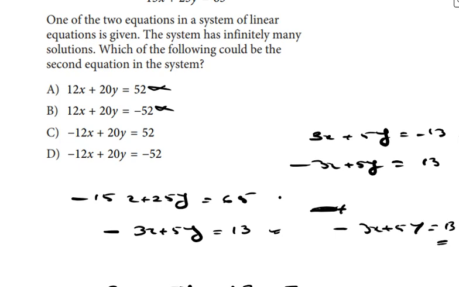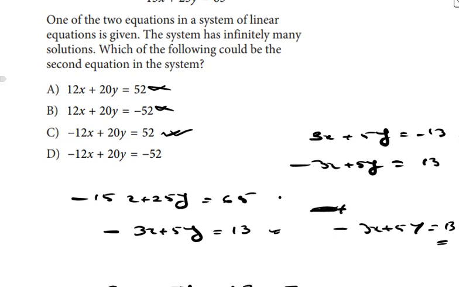Okay. Now compare it with our simplified original equation, minus 3x plus 5y is equal to 13. They are exactly the same. That means option C is simply a multiple of the original equation. Therefore, both equations represent the same line. So, the system would have infinitely many solutions. So, option C looks correct.